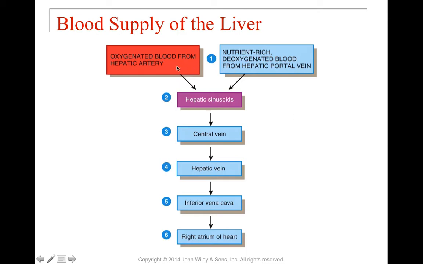So we have blood that is oxygenated but does not have a ton of nutrients, and we have deoxygenated blood that is nutrient-rich, and they're entering into the same region, the hepatic sinusoids, filtering through the central vein, hepatic vein, inferior vena cava, right atrium of the heart.